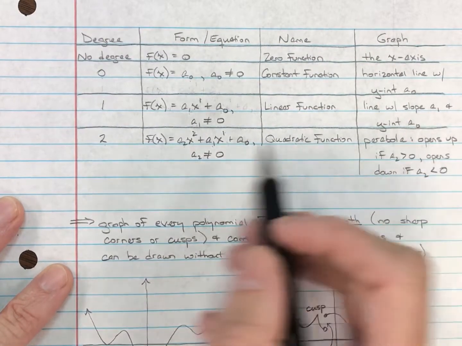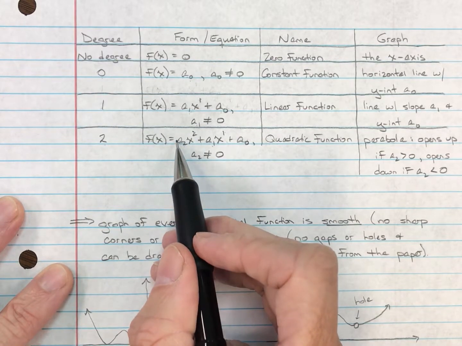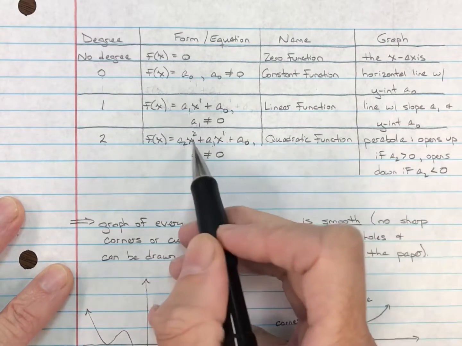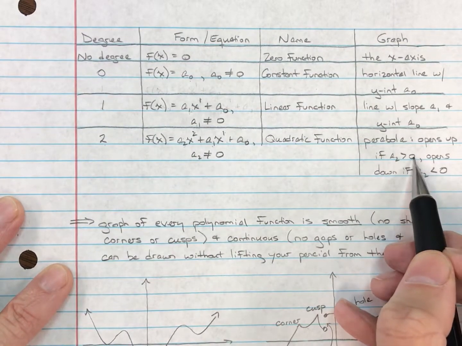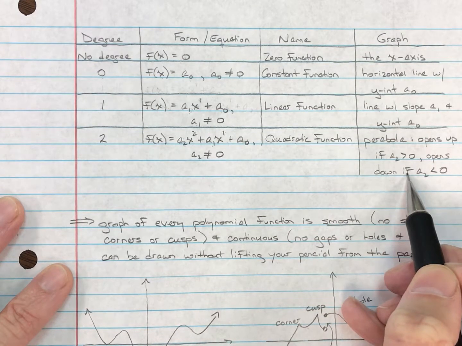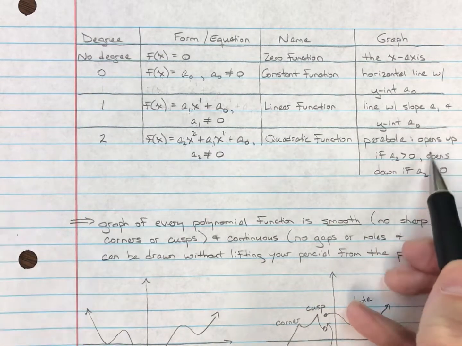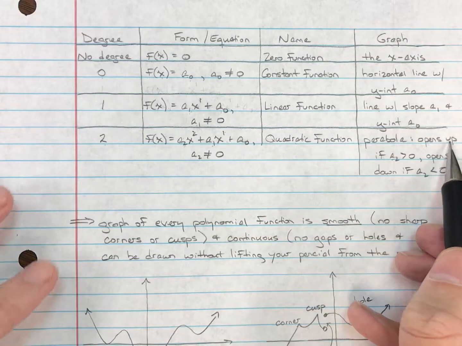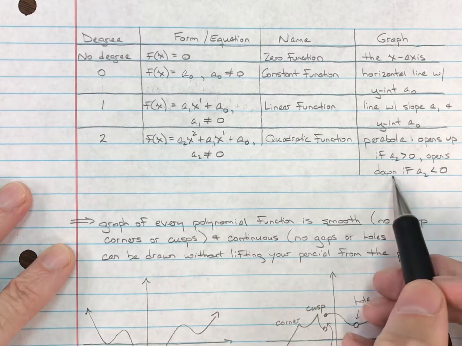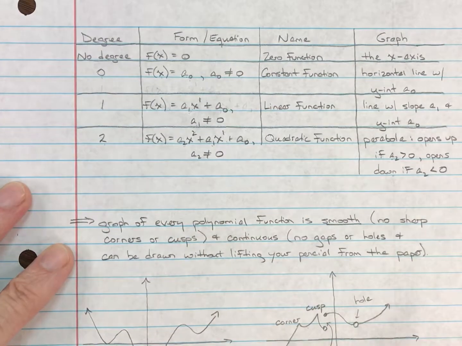And we know that the coefficient of the x squared term tells us whether or not it opens up or down. If the coefficient of the x squared term, a sub 2, is greater than 0, it opens down, and if the coefficient, no, excuse me, it opens up. Excuse me, I was misreading my notes here. It opens up if the coefficient is greater than 0. It opens down if the coefficient of the x squared term is less than 0.